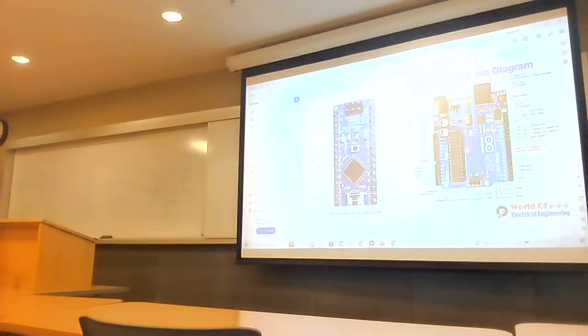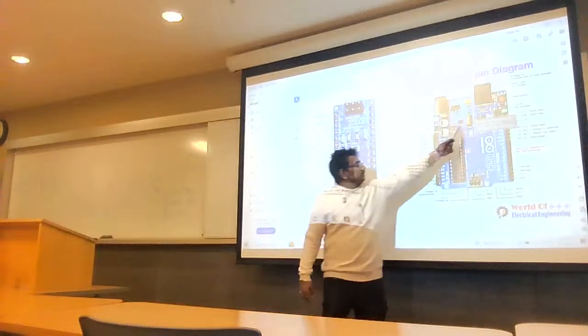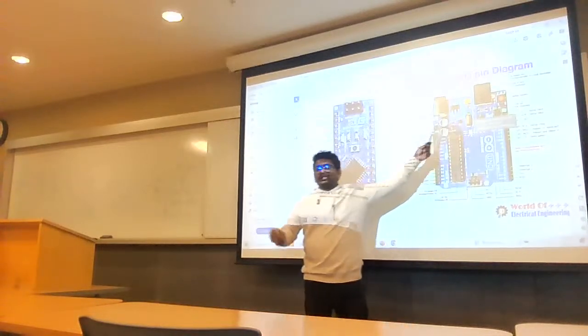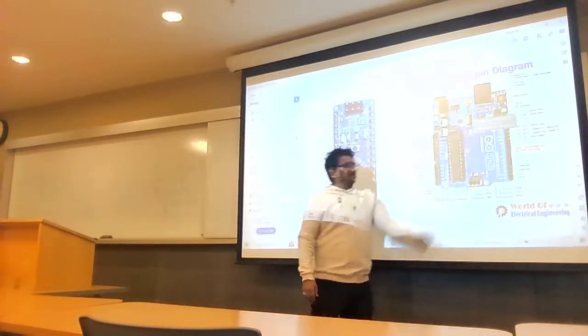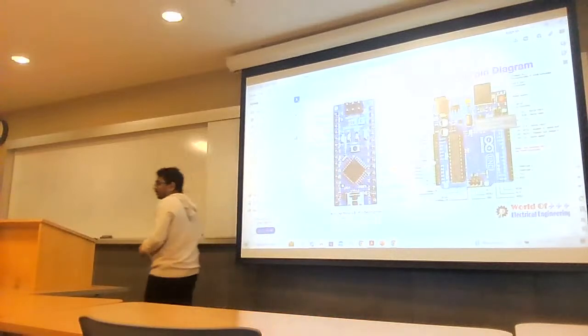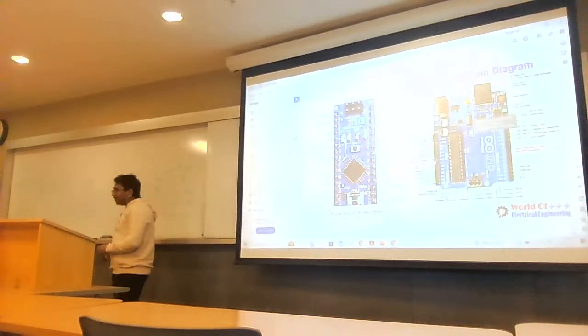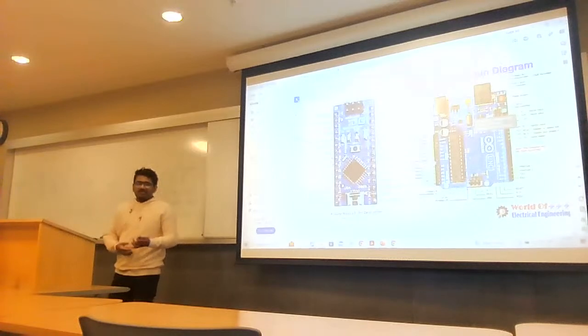You can see these are the crystal oscillators. They can generate some oscillating signal. These are the crystal oscillators. But is it basically a clock? Yeah, it's generating a clock.